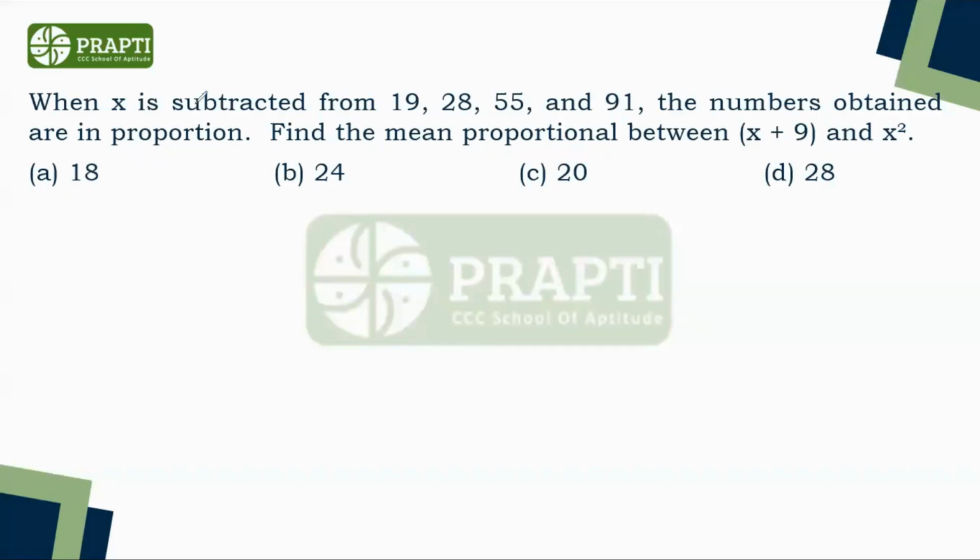So now, let's solve this question. Here, x is subtracted from 19, 28, 55, and 91. The numbers obtained are in proportion.